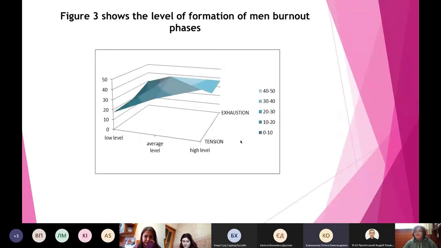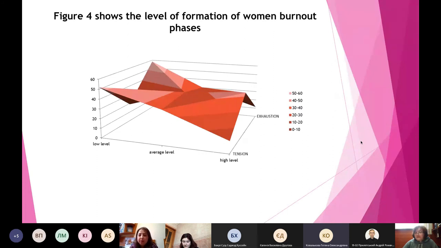Although the relationship between gender and the syndrome of emotional burnout was investigated, and this relationship is not unambiguous, it is notable that some find men burn out more than women, others vice versa. Consequently, there is an influence of gender on the phases of emotional burnout. We further decided to reveal the interconnection of gender and stages of burnout. This interconnection you can see on figure 3 and figure 4. Figure 3 is the level of formation of men's burnout, and figure 4 of women's burnout.